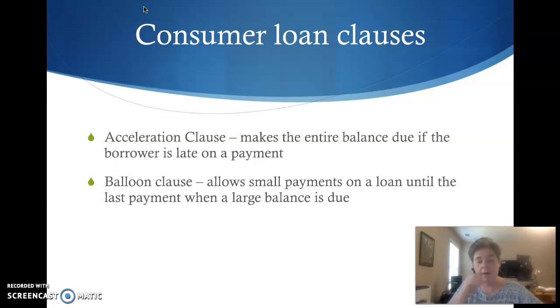A balloon clause. Now, let me explain what this is. This is you pay maybe only the interest on a loan for an extended period of time with a large balance due at the end. For example, you could have a balloon payment due on a house, and I've seen this happen before, where you pay minimal payments all along for 2 or 3 years on that house, but then at the end of that 2 or 3 years, the entire balance is due.